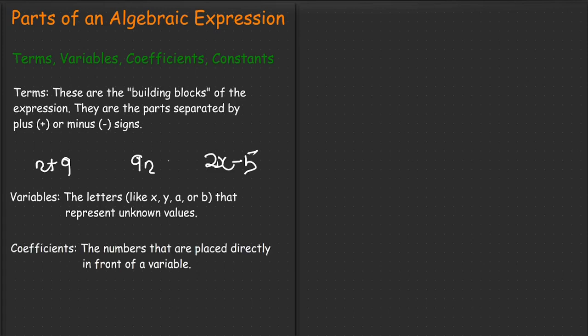Now, the next one we want to look at is the coefficient. The coefficient is simply the number that is placed directly in front of a variable. If we take what we have here, which was 9n, the 9 becomes our coefficient because it is the number that was placed exactly in front of the variable. It tells us how many of the variables we have. So we have 9 of the n's all together. That gives us what? The 9n.